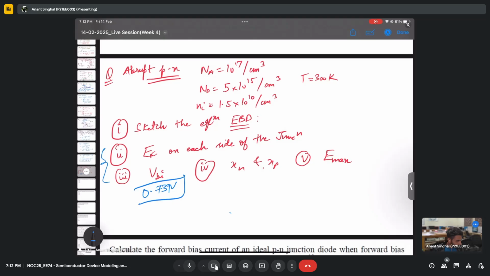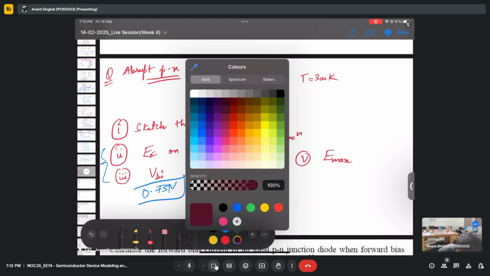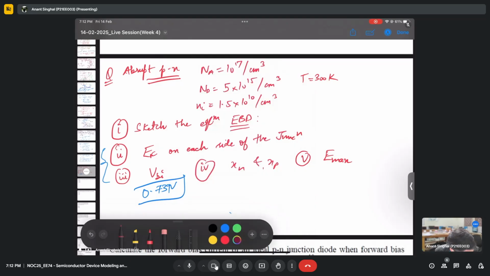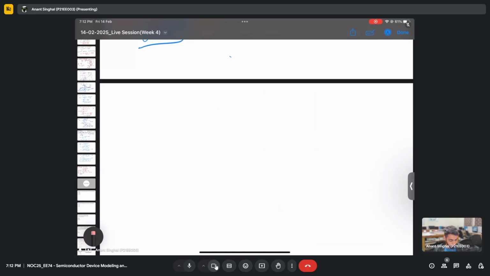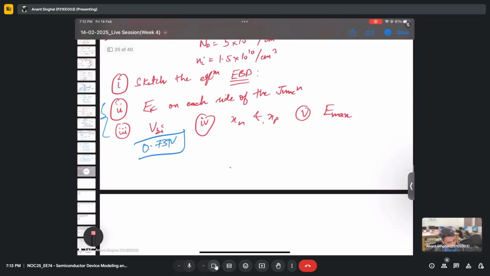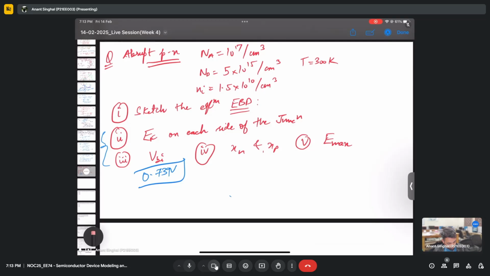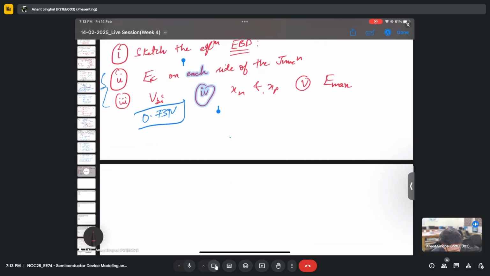Any progress? Let me do it side by side, otherwise it will take a lot of time. Electrical permittivity, for silicon, what was the constant? It was 11.7 times 8.85 times 10 to the power minus 14 farad per centimeter. Everything is in centimeters, so you need to find it. So VBI, I guess, is correct.